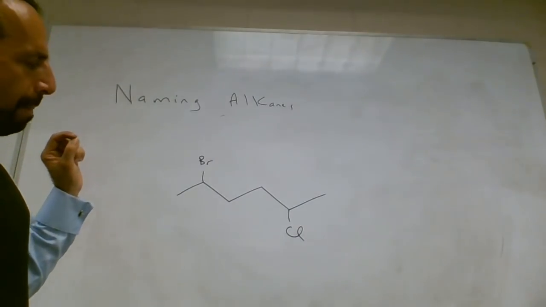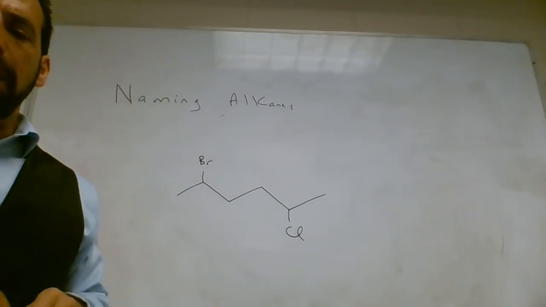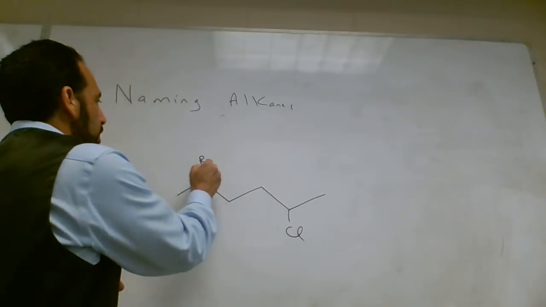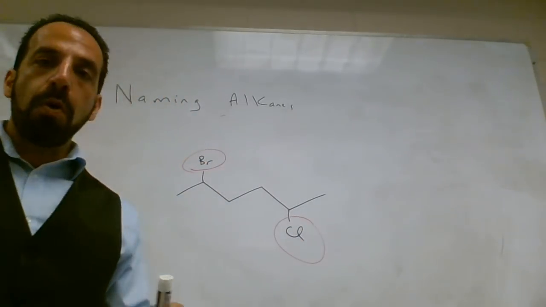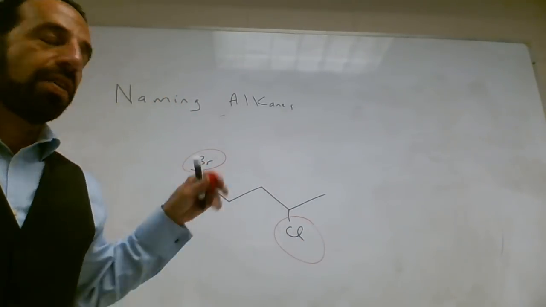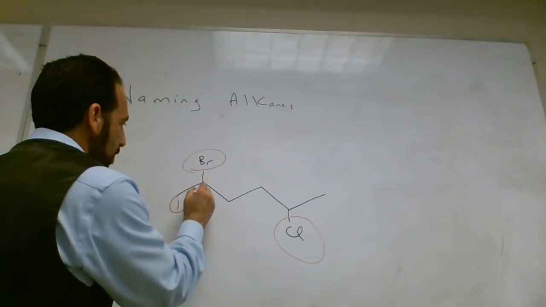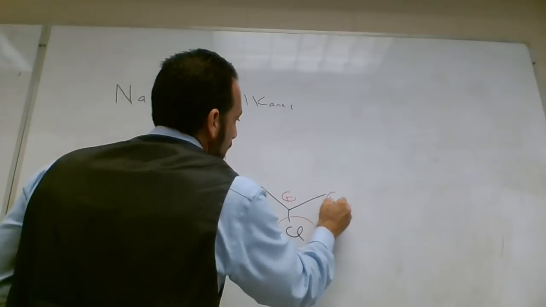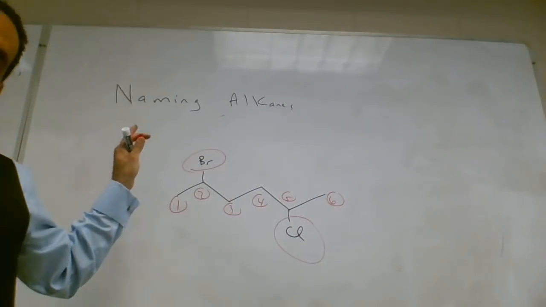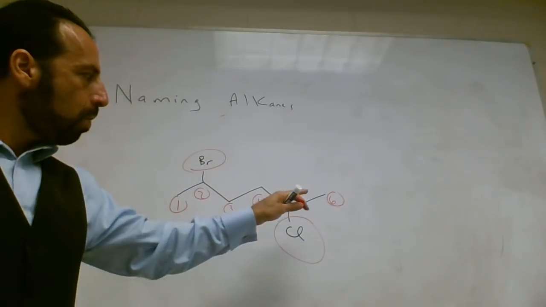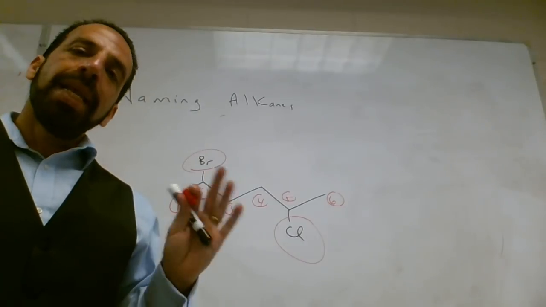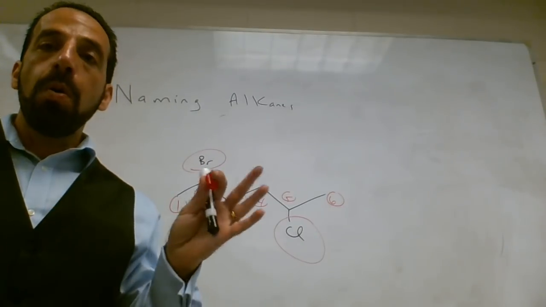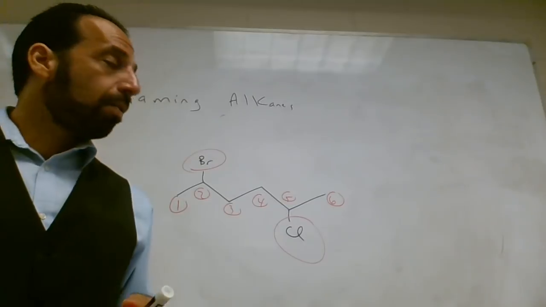That's the one you put on there. Couple things about this one right here. We have to go alphabetical. So bromo occurs before chloro. So I'm going to start on the left-hand side. So bromo will be on carbon number 2, chloro will be on carbon number 5. And again, I have to do it this way because bromo comes before chloro alphabetically.